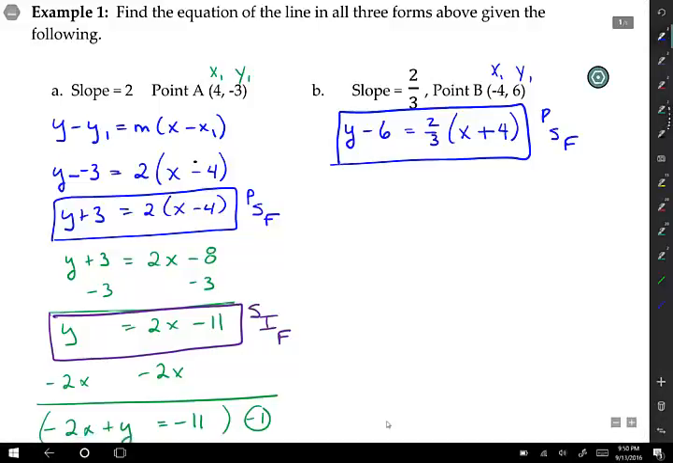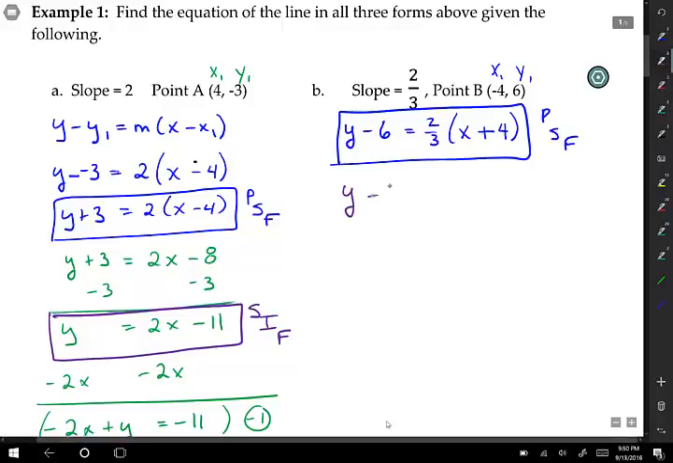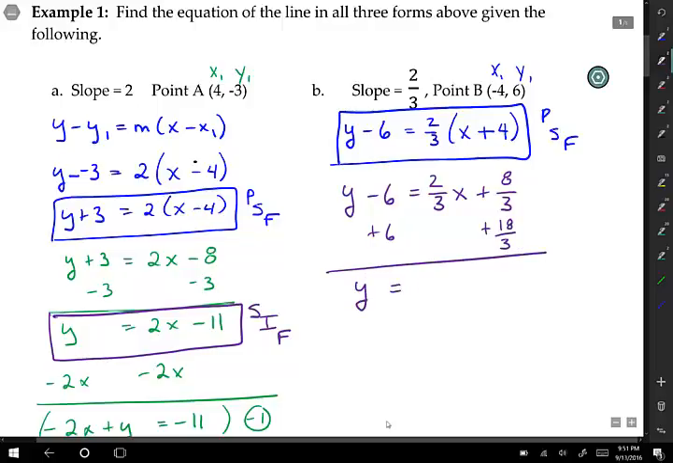We're going to switch to purple here. So y minus 6 equals 2/3 x plus 8/3. If I want to go to slope-intercept form, I need to add 6 to both sides. As I add 6 to this side, I'm going to change it to 18/3 because that's in terms of thirds, giving me y equals 2/3 x plus 26/3. So that's going to be slope-intercept form.